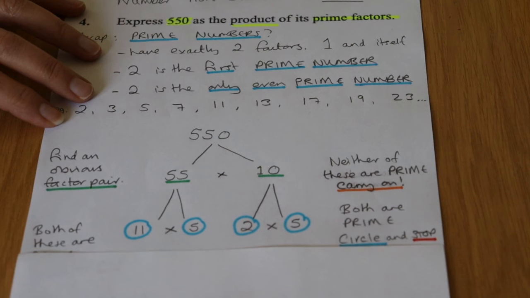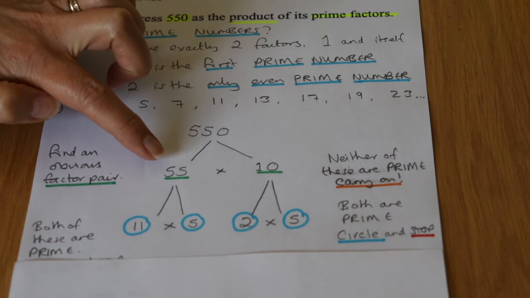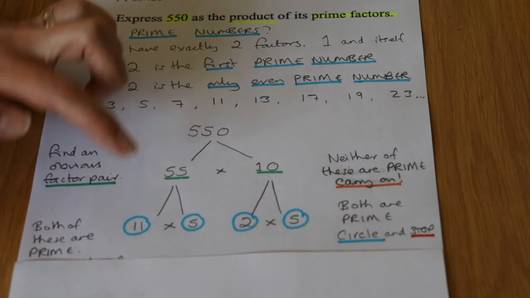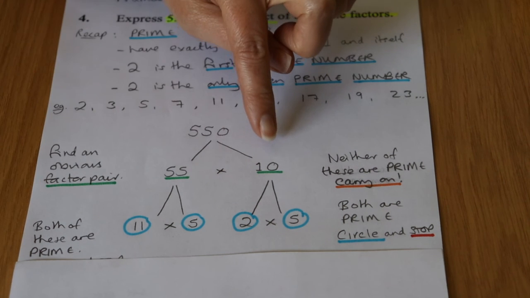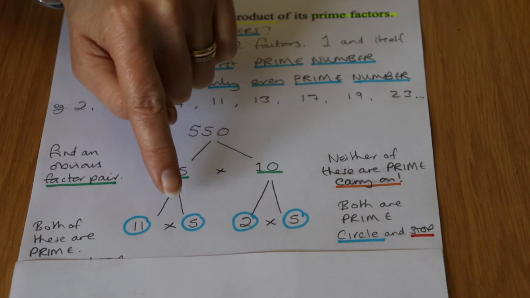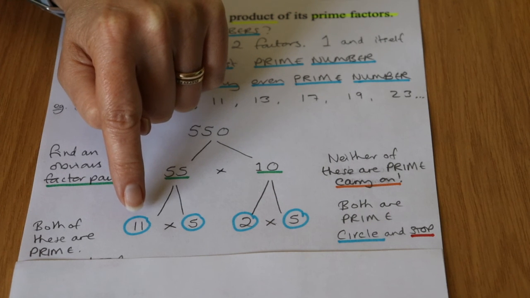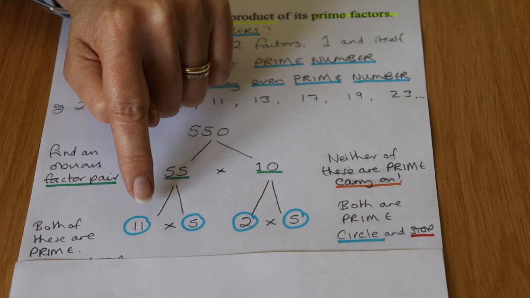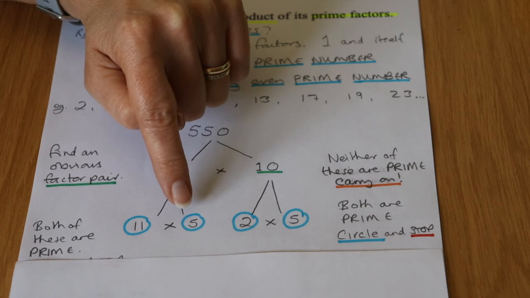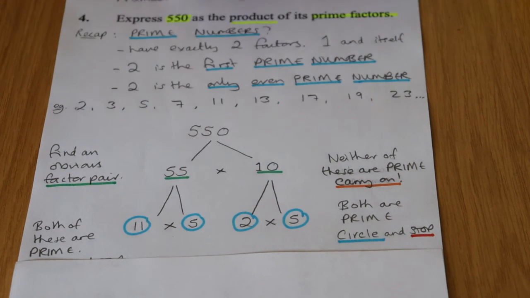So we split each number up. We've got 55, we're now split into a new factor pair, 11 times 5, and 10 will split into 2 times 5. These are all prime numbers, okay? They've only got 2 factors. They're in no one else's times table, apart from the 11 times table and the 1 times table, the 5 times table and the 1 times table, the 2 times table and the 1 times table. So we circle and stop.